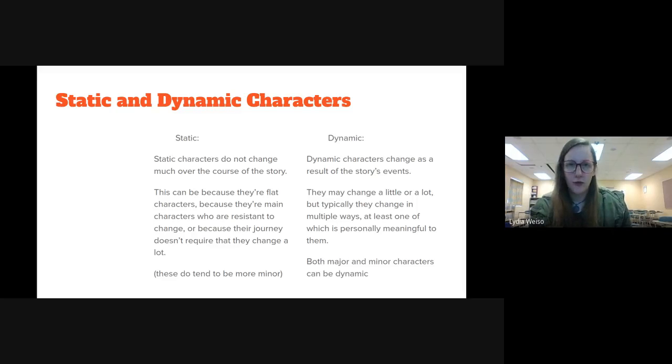All we're doing when we review things like plot, character, conflict, is making sure that we have a shared vocabulary to talk about stories. That's all we're really doing, building a toolbox to help us dive more deeply into the ideas that these stories bring up for us.